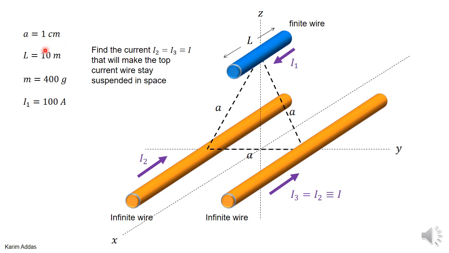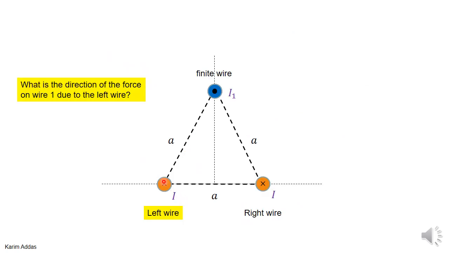They gave you a, they gave you L, they gave you the mass of this part of the wire, and they gave you the current I1. So if we look at this problem looking in the minus x direction, what would you see? You see the infinite wire here with the current going into the page, the infinite wire here with the current going into the page, the finite piece of wire on the top here on the z-axis with the current coming out of the page with the value I1, and here the current is I and here the current is I.